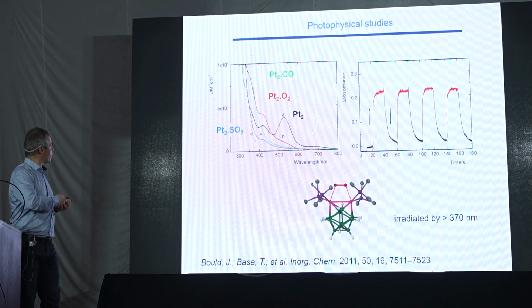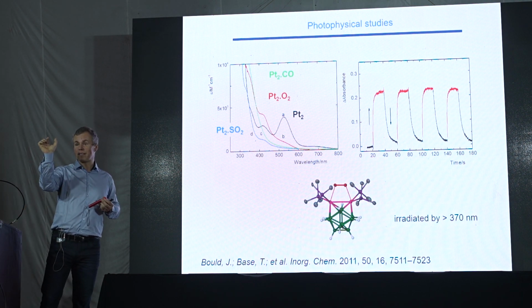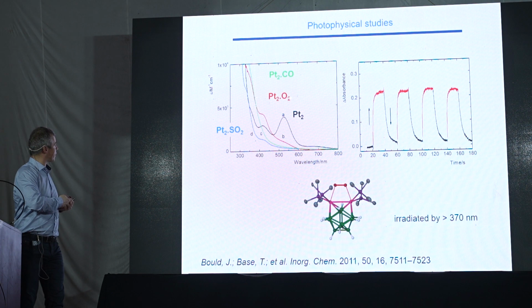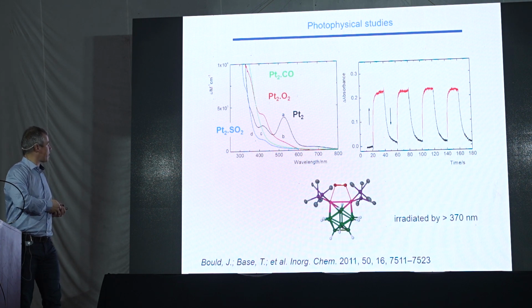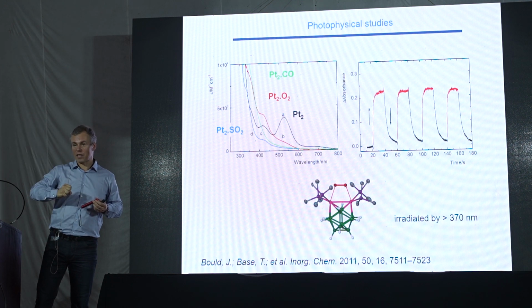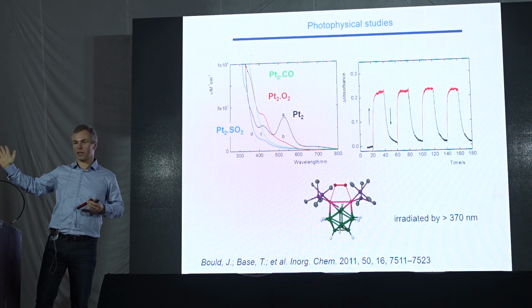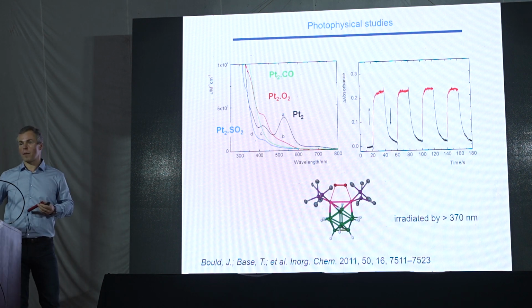So you see the UV-vis spectrum here for example, the diplatinum carborane with 2 platinum atoms and 2 platinum atoms with oxygen. And you see you can easily control the release and uptake of oxygen, and can do many cycles, an infinite number of cycles. These are very stable molecules.